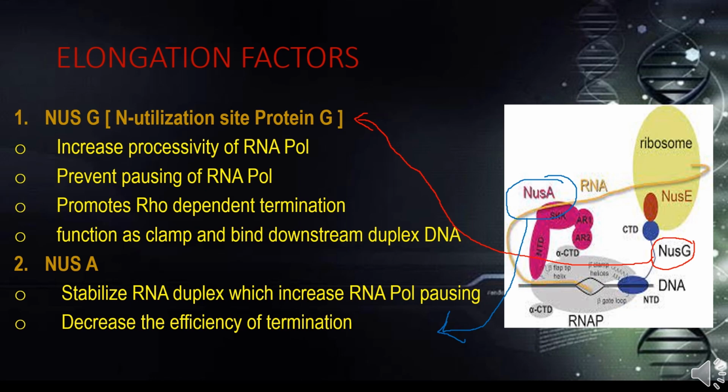Then NusA. NusA stabilizes the RNA duplex, which increases RNA polymerase pausing. So it decreases the efficiency of termination. NusG increases the processivity of RNA polymerase. Then NusA decreases the efficiency of termination.